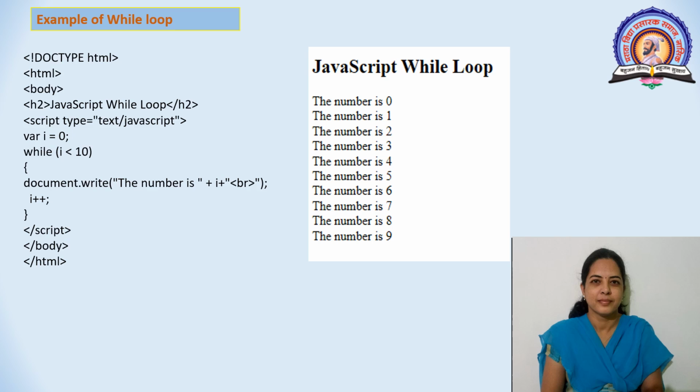Now the value of I is increased by 1. So I will become 1. Again it will go in the while loop while I less than 10. So now I is 1 means it is less than 10. The condition is true. So it will execute the statement. So it will print the number is 1. Again it will increment the value of I by 1. Now I will become 2. So in this way till 9 it will print the numbers. After 9, I plus plus means value of I becomes 10. Now it will check the condition I less than 10. No. So it will terminate the program.